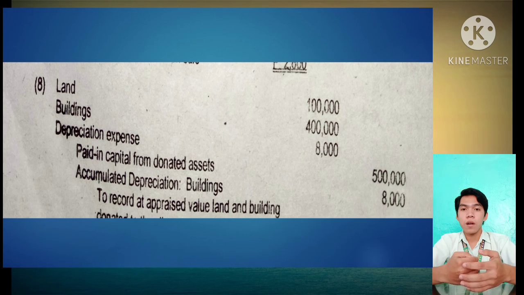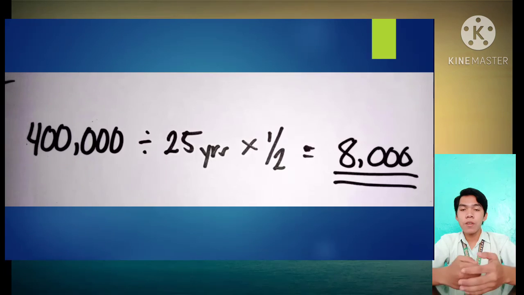This amount is from 400,000 divided by 10 years, which is the service life of the building, times 1/2. The 1/2 is due to the company's policy to take half year's depreciation on all asset additions and disposals during the year. So you will have an amount of 8,000.